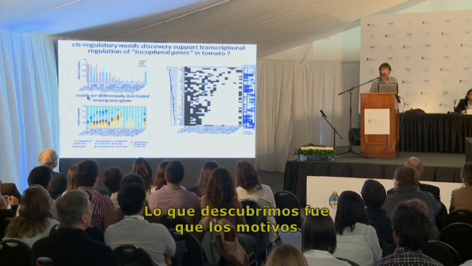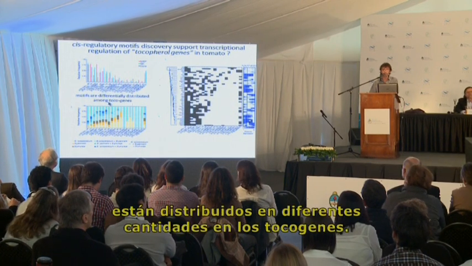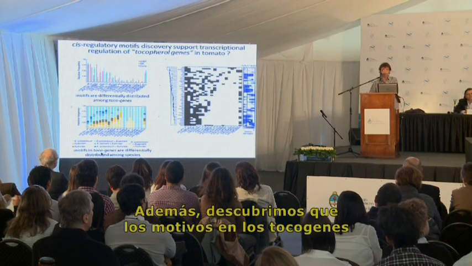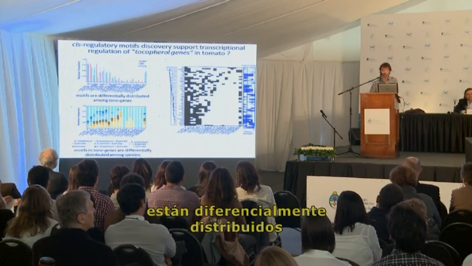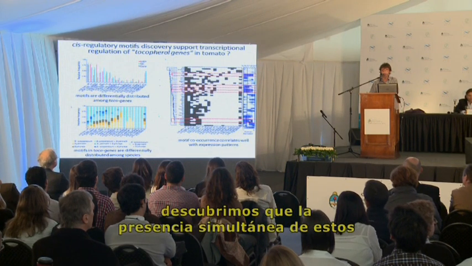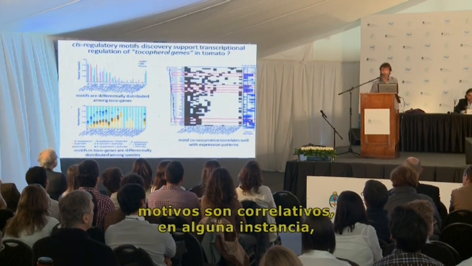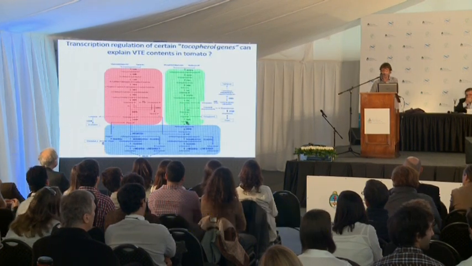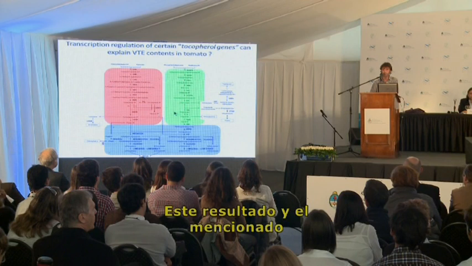And what we found was that the motif is differentially distributed among the toco genes. Also, we found that the motif in toco genes is differentially distributed among the species. And finally, we found that the co-occurrence of this motif correlates well in some instances with the expression pattern of the genes.